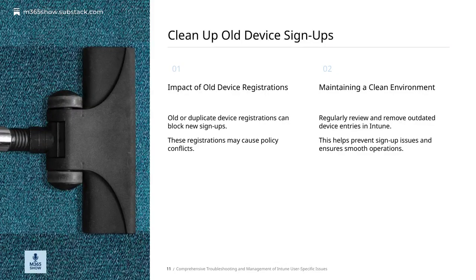Now, let's talk about the importance of regularly reviewing and removing outdated device entries in Intune. By keeping our device list clean, we can prevent sign-up issues before they even happen. Outdated or duplicate registrations often cause conflicts, which can disrupt smooth operations and frustrate users. Maintaining a clean environment is crucial because old device registrations can block new devices from signing up properly. Plus, these outdated entries may create policy conflicts, making device management more complicated than it needs to be. Overall, staying on top of device cleanup is a simple yet effective way to ensure our systems run smoothly and efficiently.